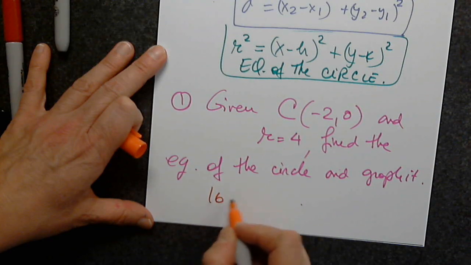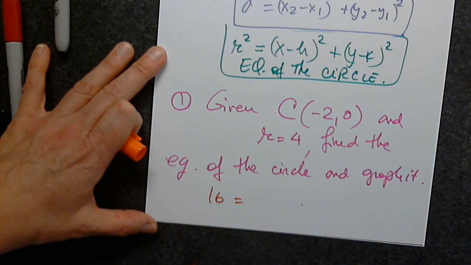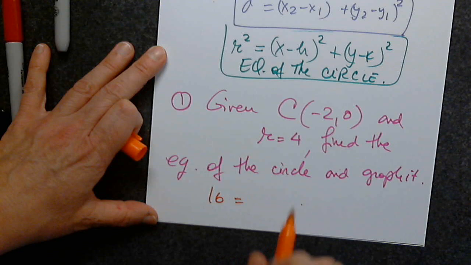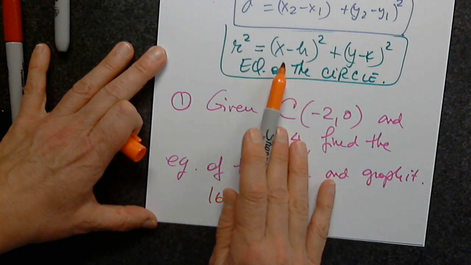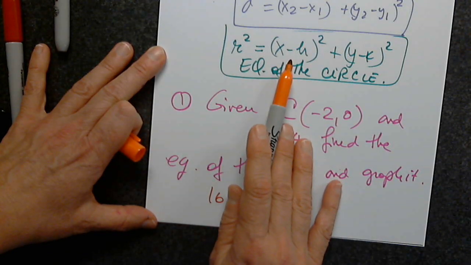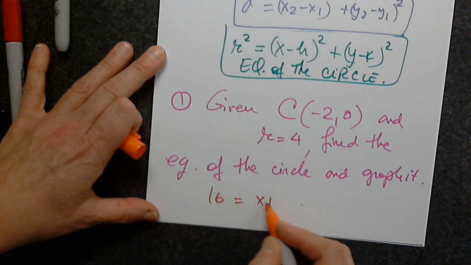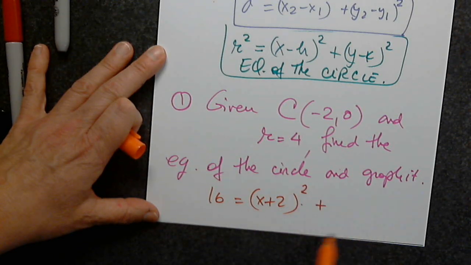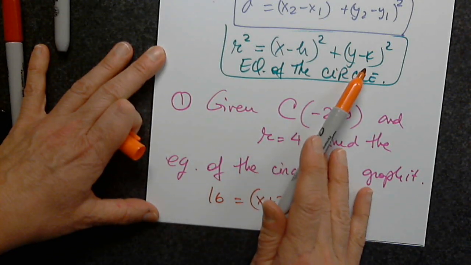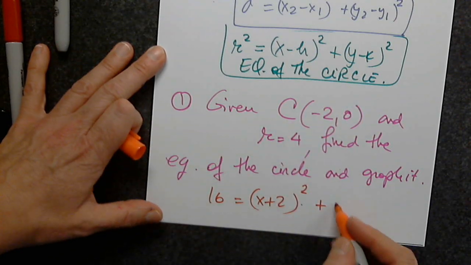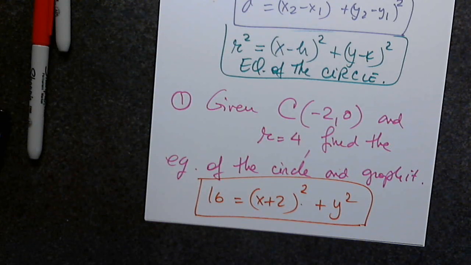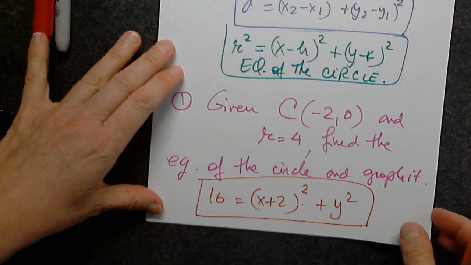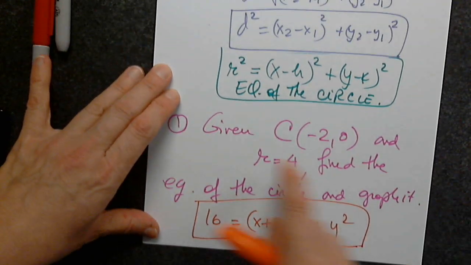Excellent. 16 equals x minus -2, which is x plus 2 squared, plus y minus 0, which is y squared. This is the equation of the circle centered at -2, 0 with a radius of 4. How did you get 16? I squared r.